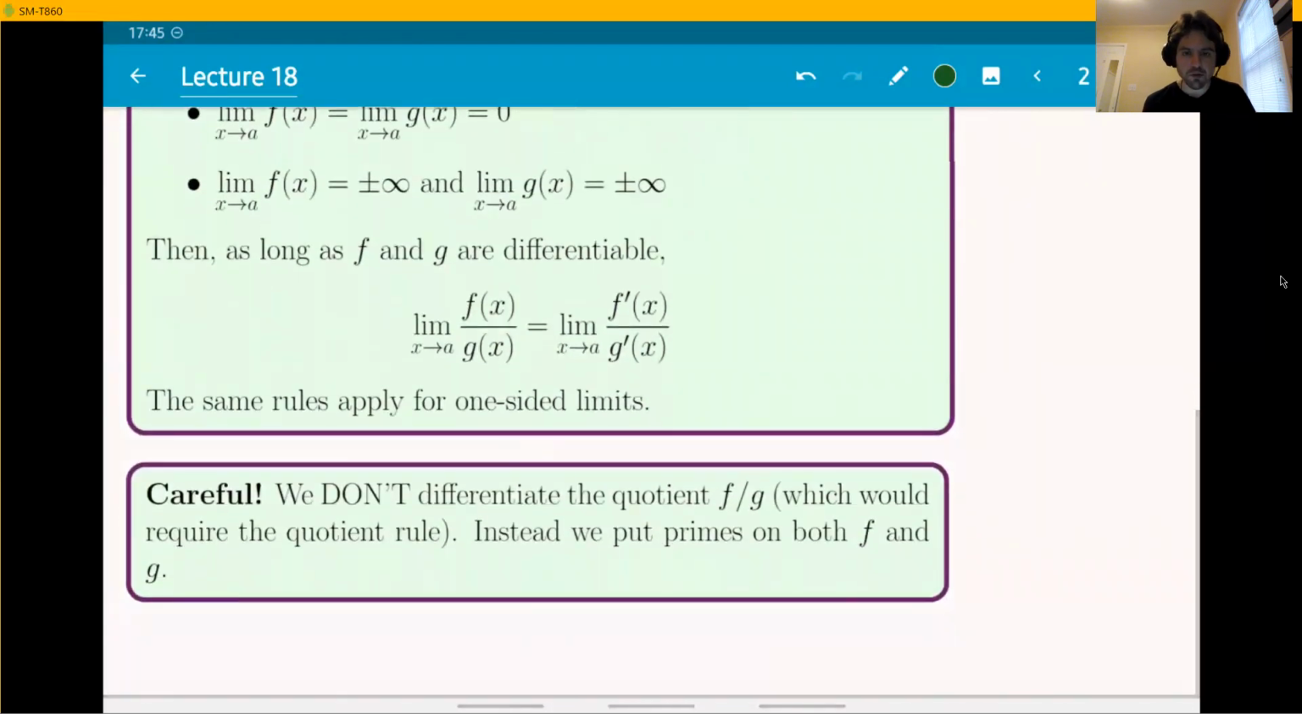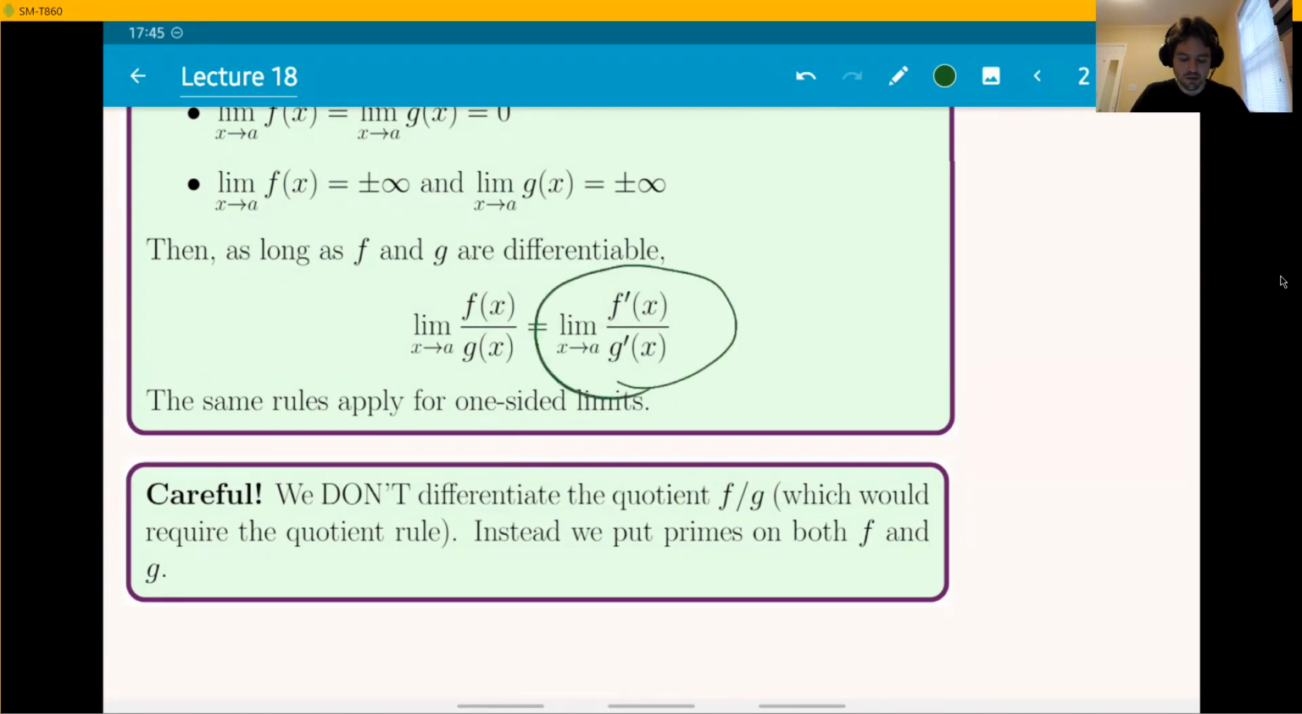Don't confuse this with the quotient rule. We're not taking a derivative of the quotient f over g. We are literally just putting a prime on f and a prime on g. This is not how you find the derivative of f over g, right? That's not the quotient rule. But for some reason, which we'll discuss briefly in the end, it works if you do this. Substitute f with f prime and g with g prime and compute this other limit instead.